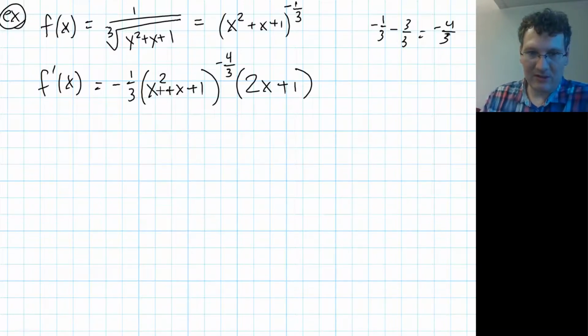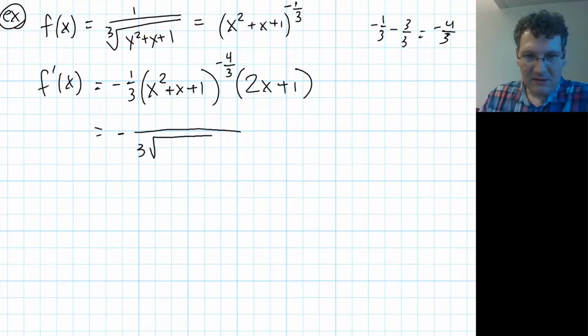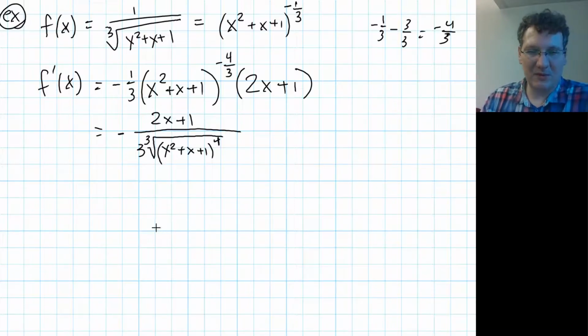Just using the power rule on each of these components one by one. So in fact, we'd probably want to write this as negative... down below, I'm going to have negative 3 times the cubed root of x squared plus x plus 1, and I want to have this to the 4th, which I can put either place. I'll put it in here, and then up top we'll have 2x plus 1. That's one way to write this thing, although it's messy no matter which way you write it, really.